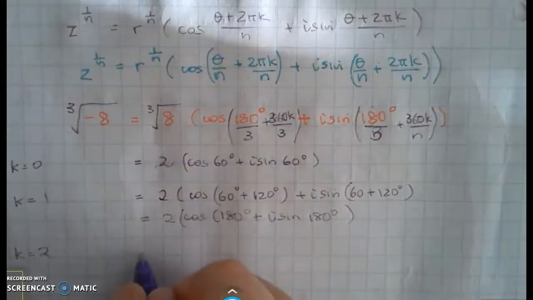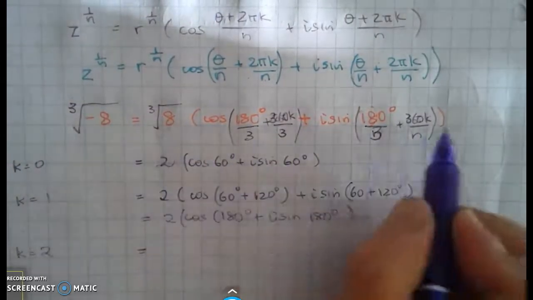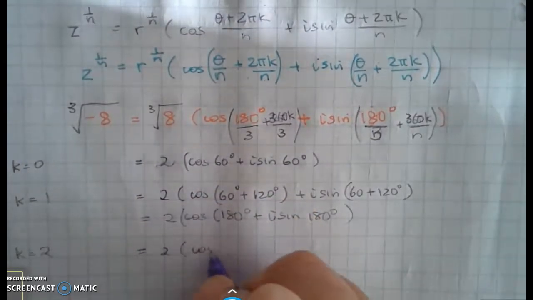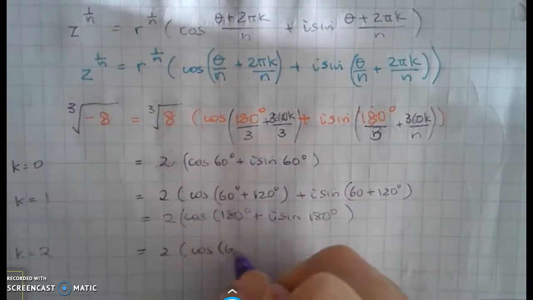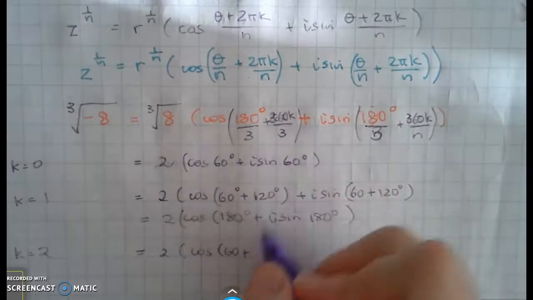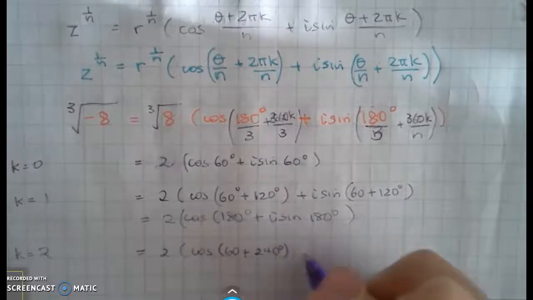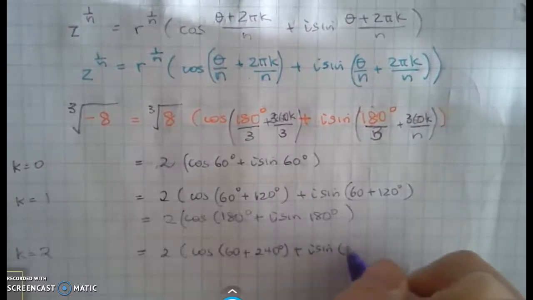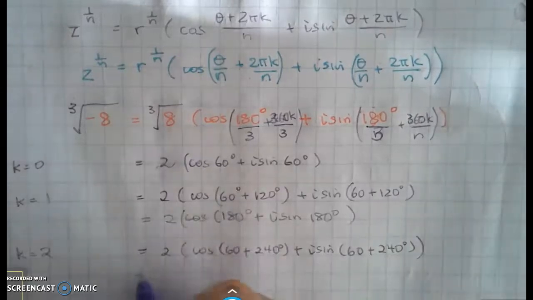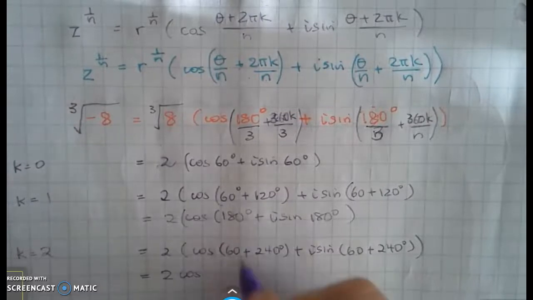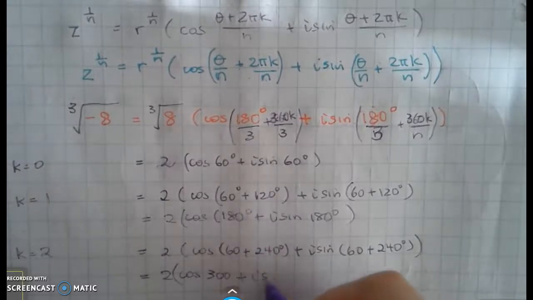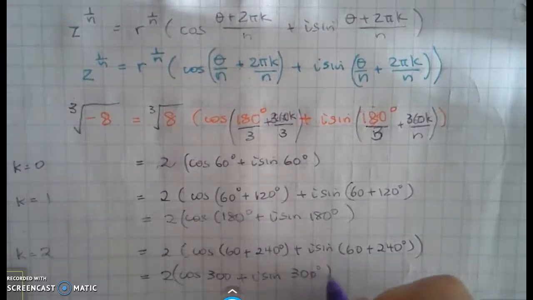K is equal to 2, so then in this equation, the cube root of 8 is still 2. It's going to be cosine of 60 degrees plus 360 divided by 3 is 120 times 2, so that's going to be 240 degrees, plus i sine of 60 plus 240 degrees, and this simplifies to 2 times cosine of 300 degrees plus i sine of 300 degrees.